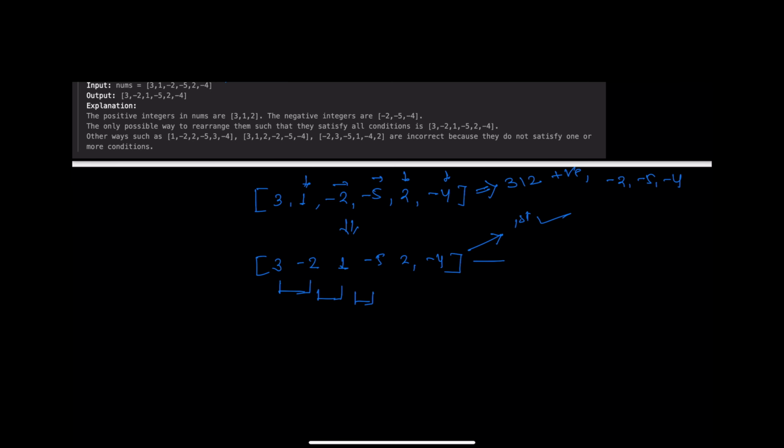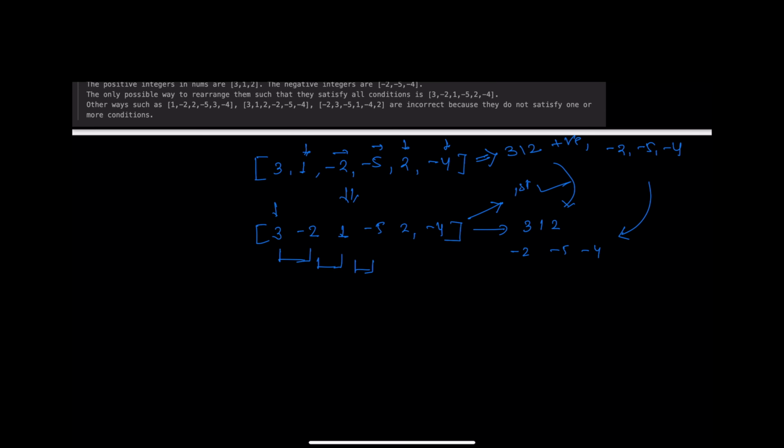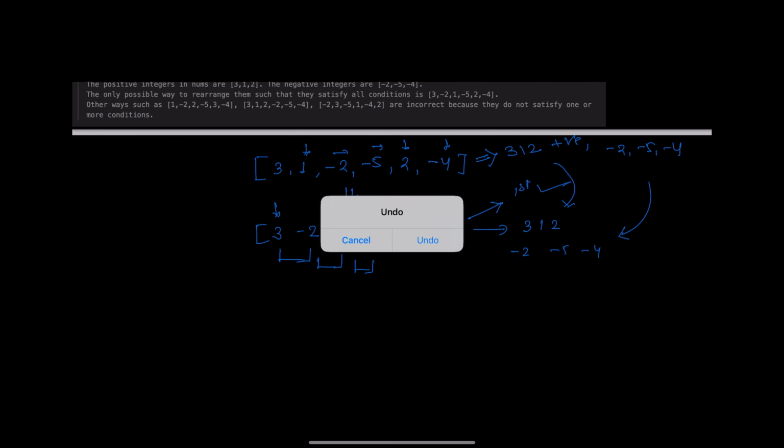See what order we have here. For positive it is 3, 1, 2. We preserve the order, and same for negative, minus 2, minus 5 and minus 4. We preserve the order for negative as well. We satisfied the second condition. The third condition: the array starts with a positive integer. Yes, our array starts with a positive integer. Now let's see how we code this solution.